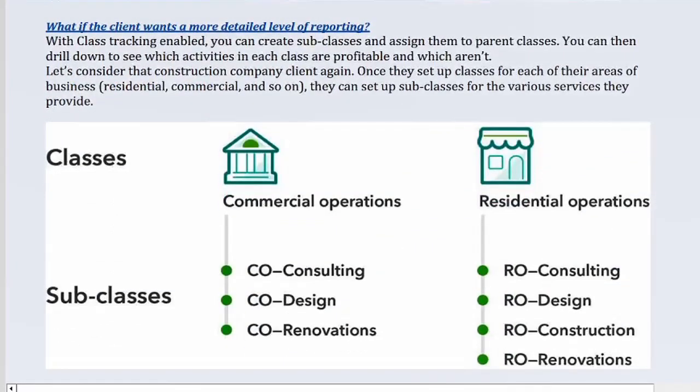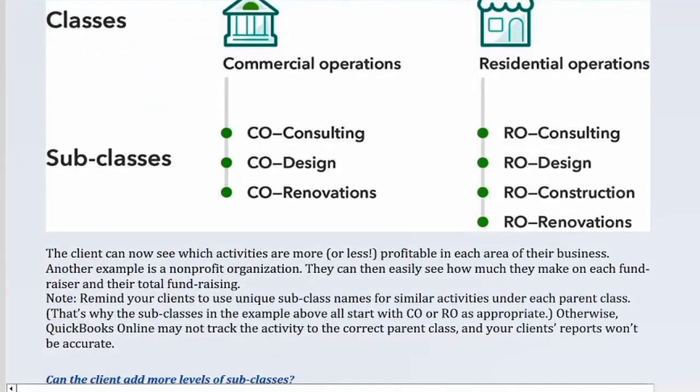What if the client wants a more detailed level of reporting? With class tracking enabled, you can create subclasses and assign them to parent classes. You can then drill down to see which activities in each class are profitable and which aren't. Let's consider that construction company client again. Once they set up classes for each of their areas of business, residential, commercial, and so on, they can set up subclasses for the various services they provide. The client can now see which activities are more, or less, profitable in each area of their business.